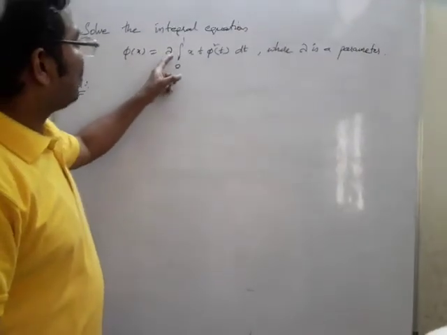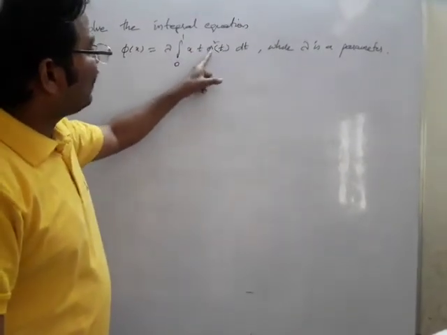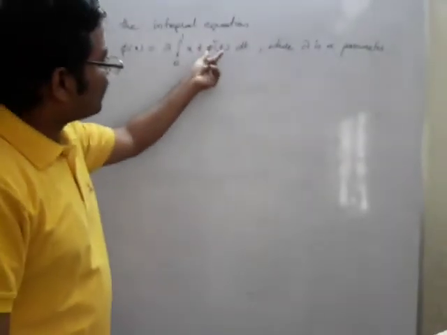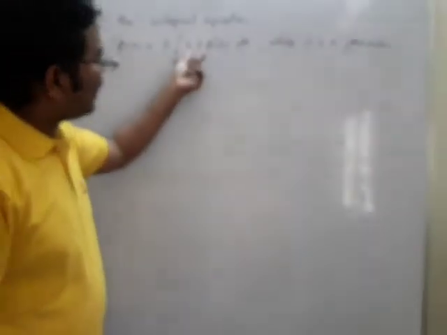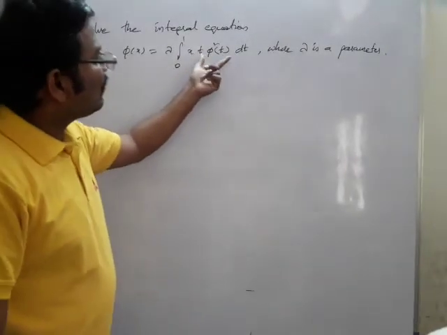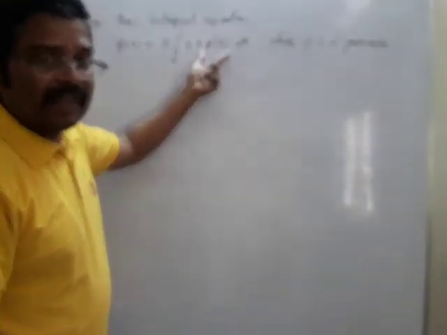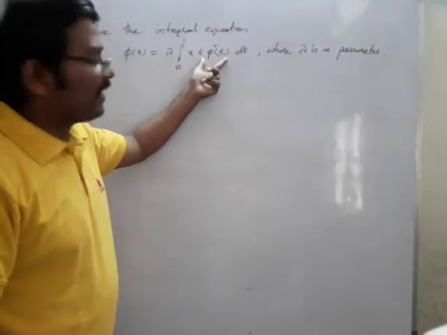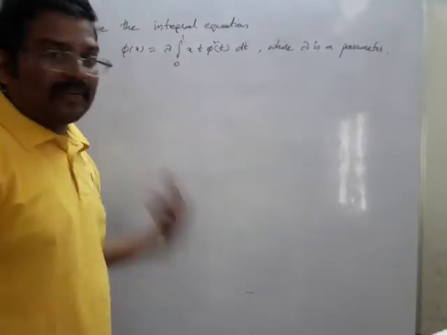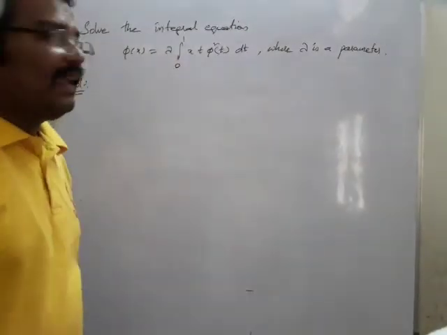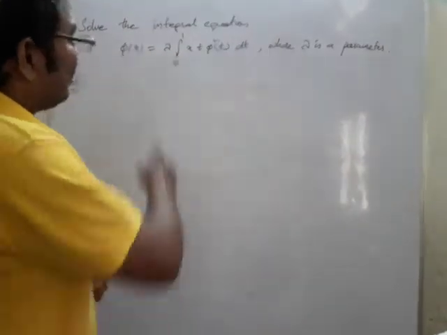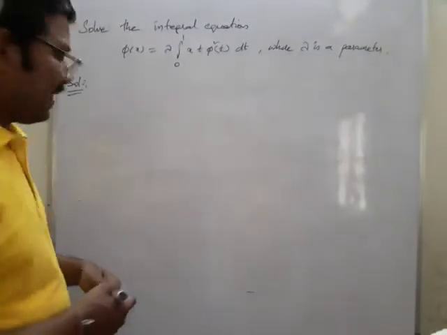So phi of x is equal to lambda into integral 0 to 1 x t phi square of t dt. You should understand here that phi square of t is given, which is in the form of k of x comma t, the kernel, into some function f of t comma phi of t. So this is nothing but in the form of a Hammerstein equation. You must recognize which type of equation is given. Therefore the given equation is nothing but a Hammerstein type equation.